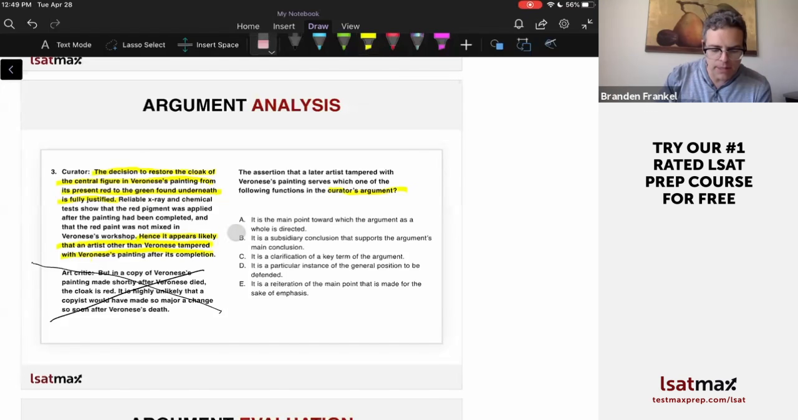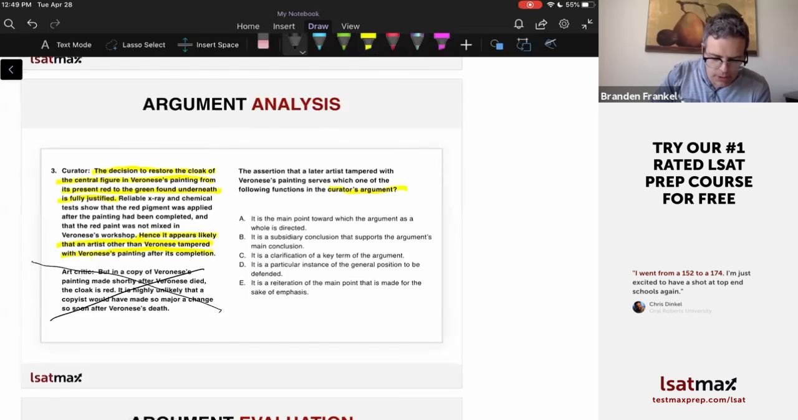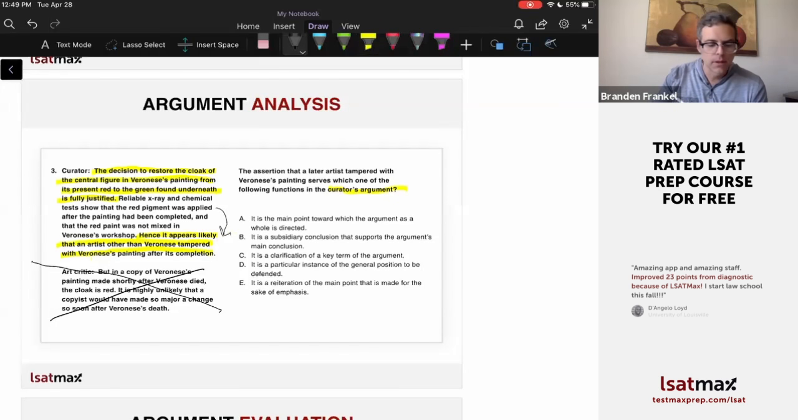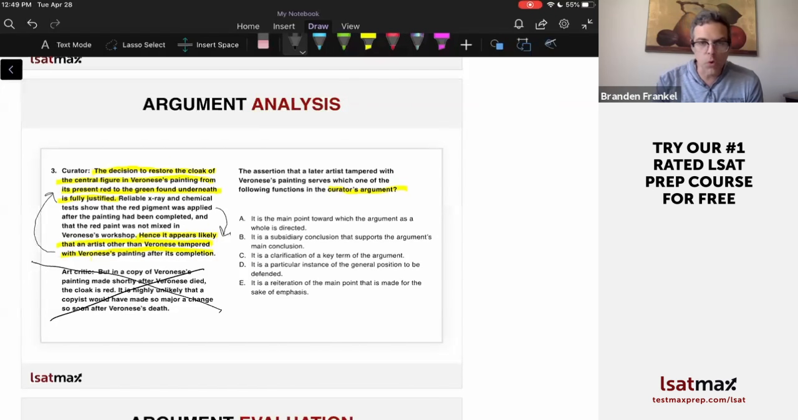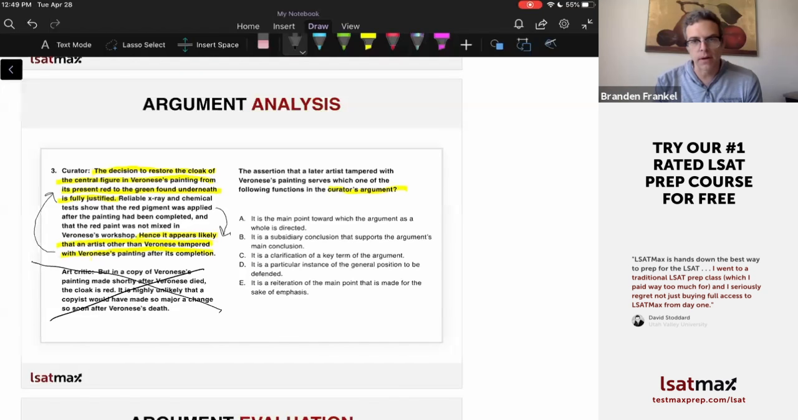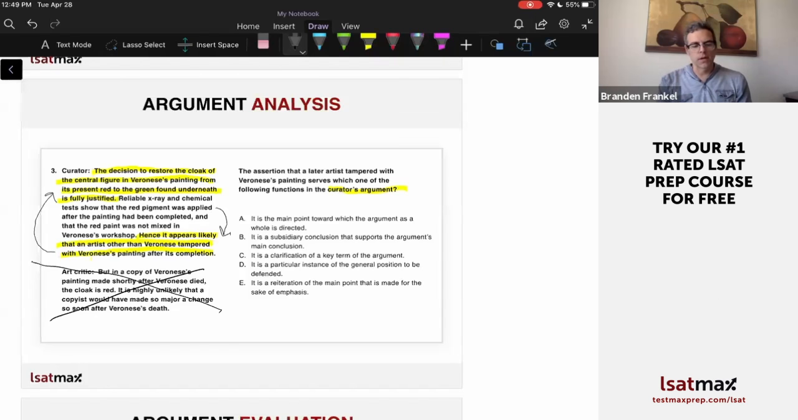So sometimes you can give yourself a roadmap with these by drawing arrows of what supports what. Here, this statement in the middle, talking about X-ray and chemical tests, shows that it wasn't done in Veronese's workshop. That provides support for the idea that it was tampered with after it was completed. The idea that it was tampered with supports this broader idea that restoring it to the original color is justified. It was tampered with, therefore restoring it was justified.